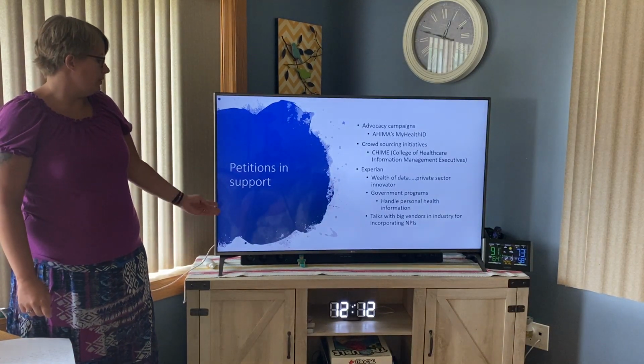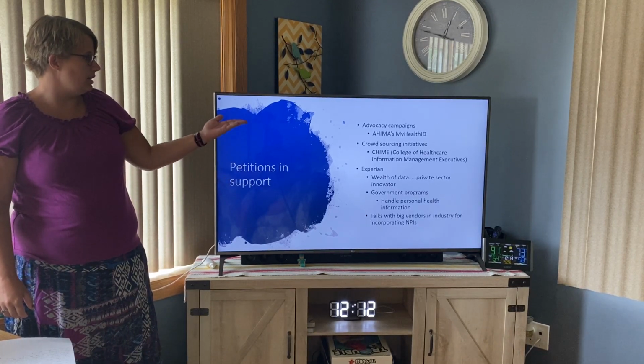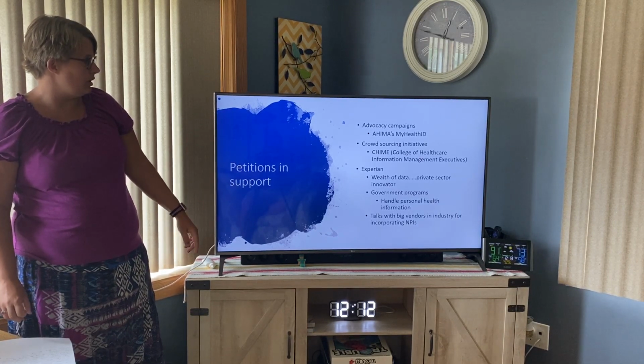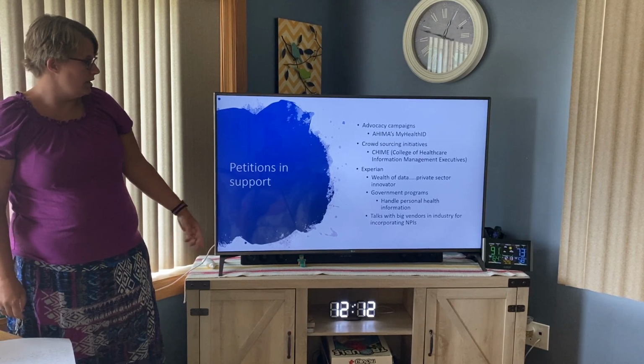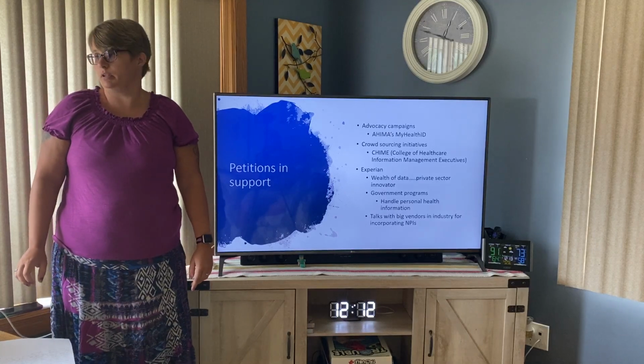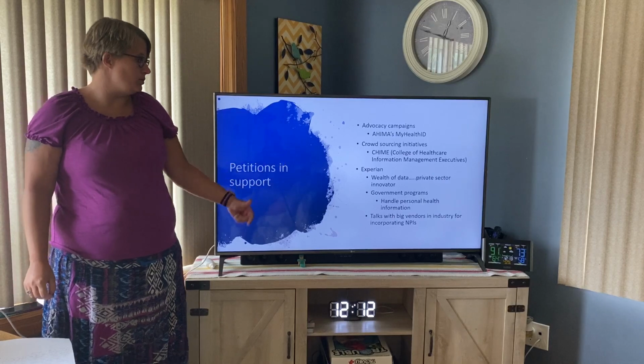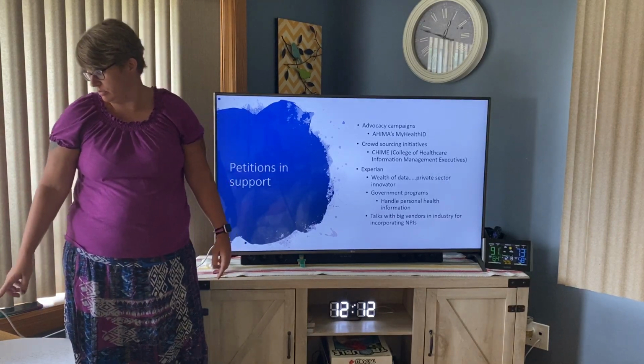There are several different petitions and things in support of it. You can see there's advocacy campaigns, crowdsourcing initiatives, and Experian is getting in on it too, and it helps that they have had government programs that they've done before, so that allows them to handle the personal health information.